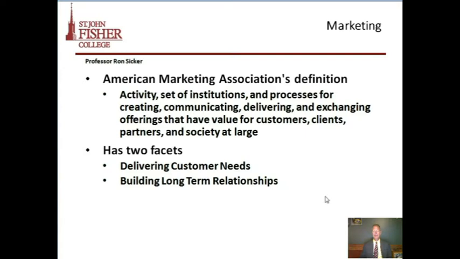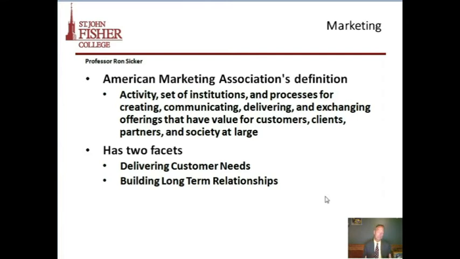Here's the American Marketing Association's definition of marketing. I'll let you read it. Obviously, you can read. But really, if you think about it, marketing has two facets. What we are trying to do as marketers is deliver products, services, etc. to customer needs. So we're trying to determine what the customer needs are, and then drive products and services to those needs. The key thing is finding out what the customer needs are and then driving those products to it. The other thing we do as marketers is try to build long-term relationships.